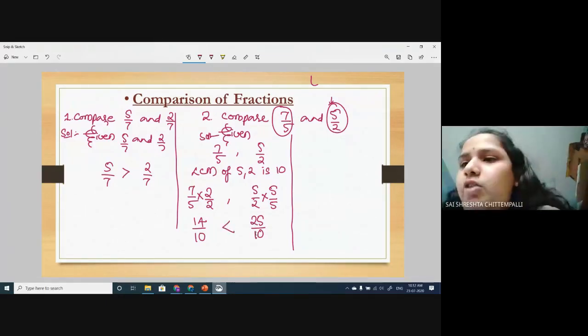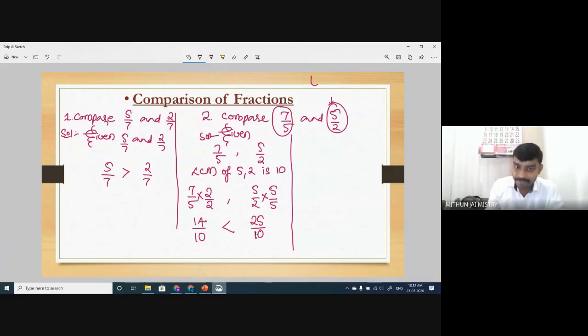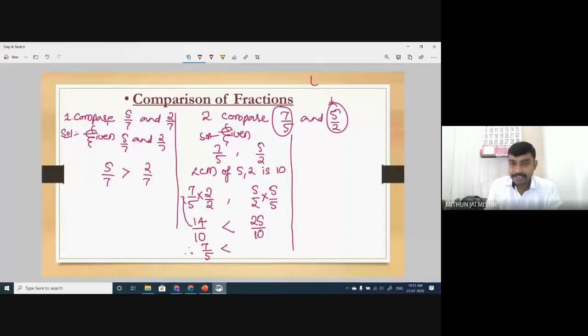But at last we should write, therefore, 14 by 10 is something which we are getting from 7 by 5. So 7 by 5 is less than 5 by 2. That is, 25 by 10 we are getting from 5 by 2, and 14 by 10 we are getting from 7 by 5. So the conclusion should be like this, because the given numbers only we have to represent finally.